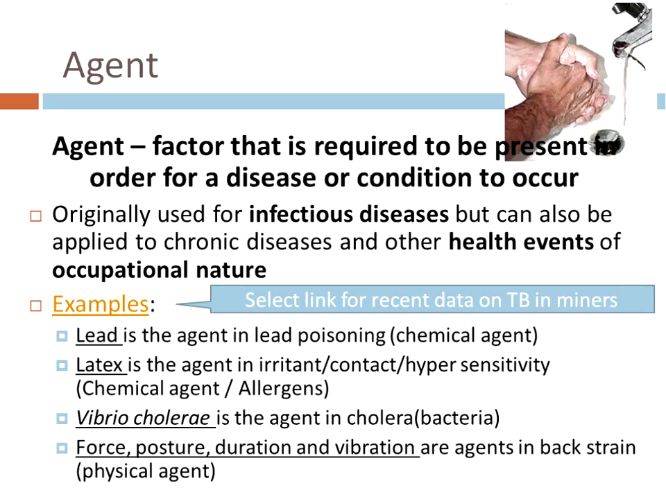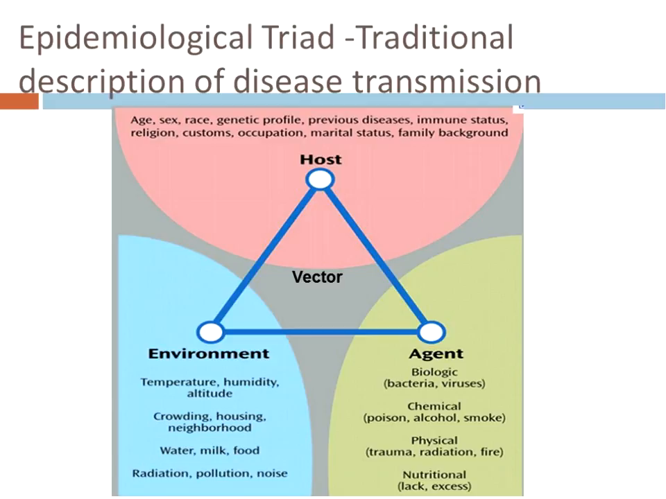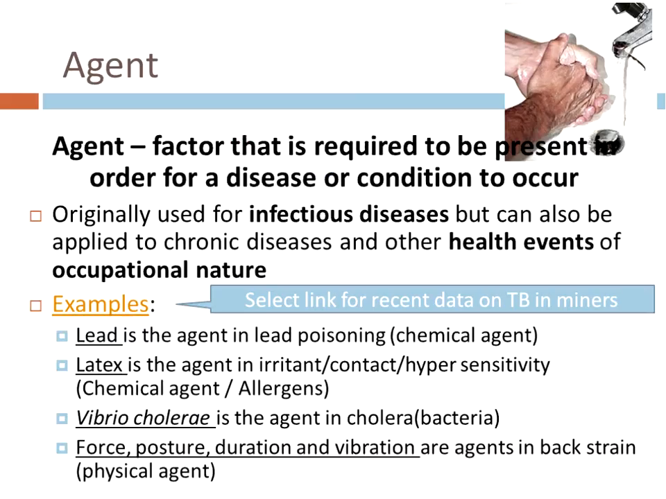First, when we look at the agent. The agent is the factor that is required to be present in order for a disease to take place. The term agent was originally used for infectious diseases, but we can also use it for other types of health events or occupational illnesses. So for example, lead is the agent which causes lead poisoning. Latex is the agent which causes an irritation in the skin. The bacteria is the agent which causes cholera, and force, posture, duration, and vibration are all physical agents which cause back strain.